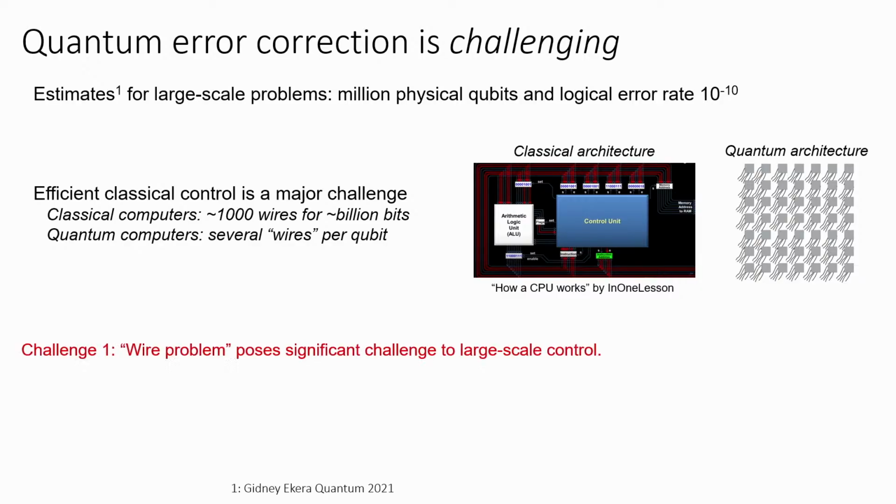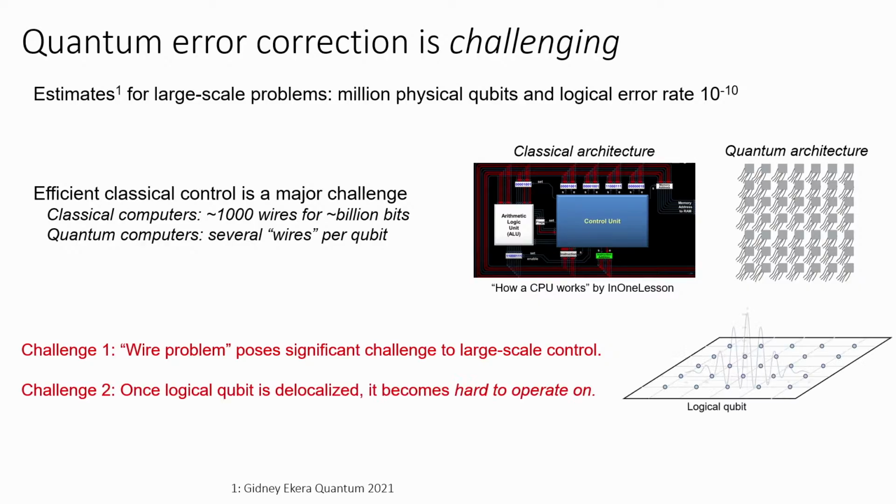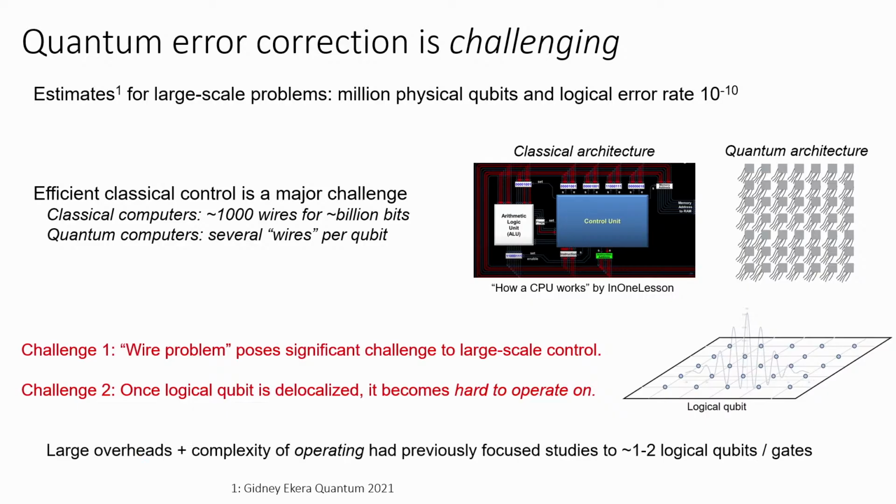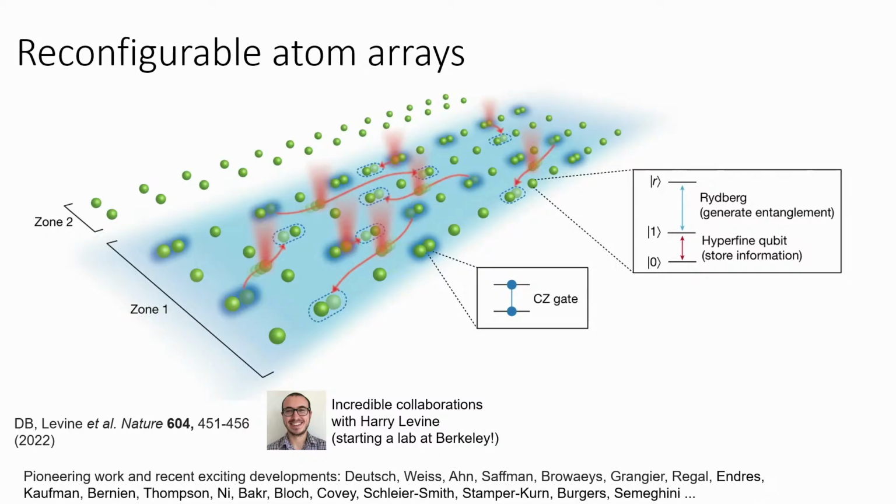One very key challenge is that this so-called wire problem poses a significant challenge to getting to large-scale control over millions of qubits. Another central challenge is that once this logical qubit is delocalized, it becomes really hard to operate on. It becomes protected from its environment, but also becomes protected from other qubits. So as of a few years ago, the large overheads and the complexity of operating on logical qubits had focused studies in the field to the scale of 1 or 2 logical qubits and gates.